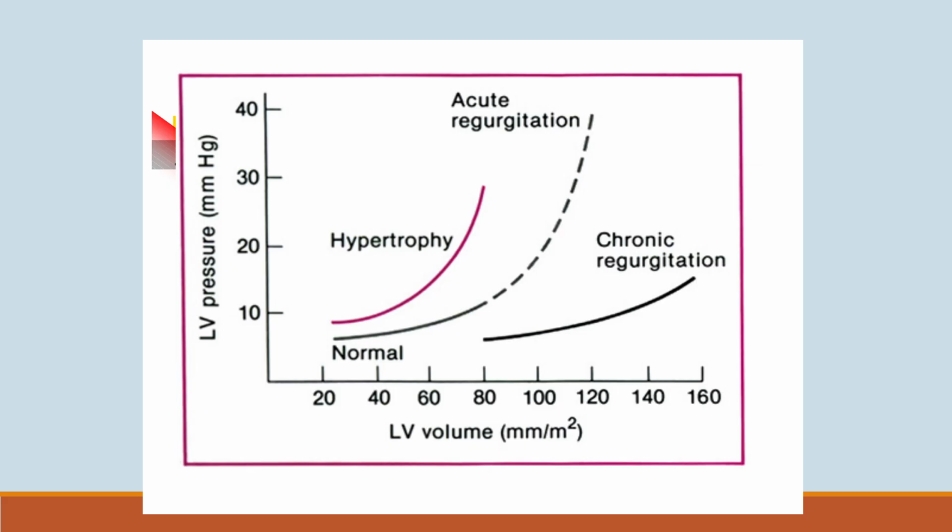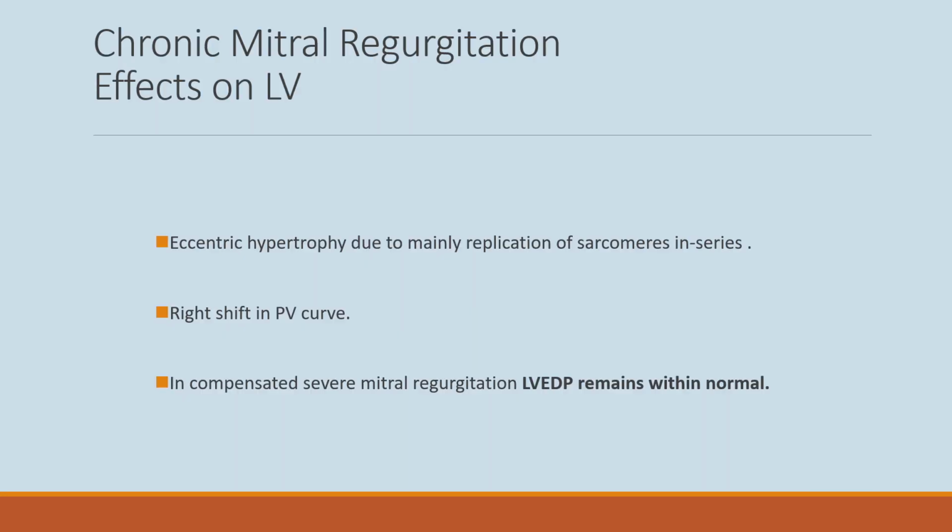However, if the regurgitation happens quickly, as I said, for example, from a ruptured cord, etc., you will be on the curve in the middle, and so filling the ventricle with only 20 or 30 cc's extra will lead to a significant rise in left ventricular diastolic pressure. So, reiterating what we said, eccentric hypertrophy is due to replication of sarcomeres in series, and in chronic mitral regurgitation, you have a right shift in the pressure volume curve, and the LVEDP remains within normal when you have a right shift in the pressure volume curve.